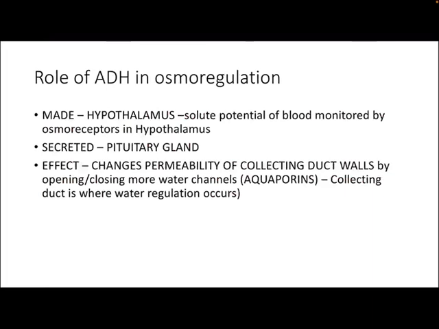ADH, or antidiuretic hormone, is the hormone involved in osmoregulation. So where is it made? It's made in the hypothalamus. The osmoreceptors in the hypothalamus will monitor the solute potential of the blood. Then the ADH is secreted from the pituitary gland in the brain, travels through the blood, and its effect will be to change the permeability of the collecting duct walls by either opening or closing more water channels, or aquaporins.